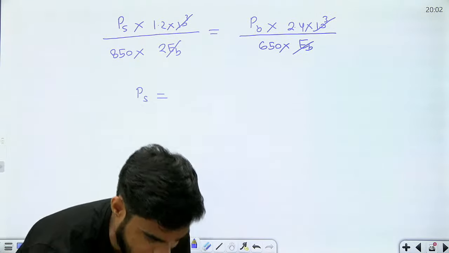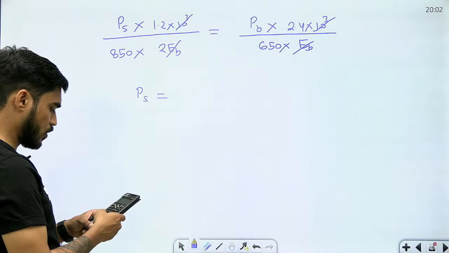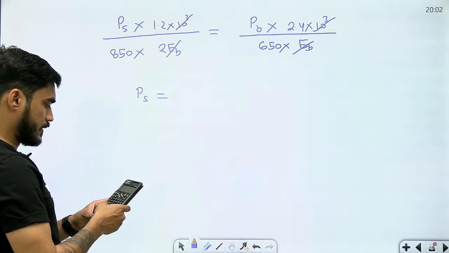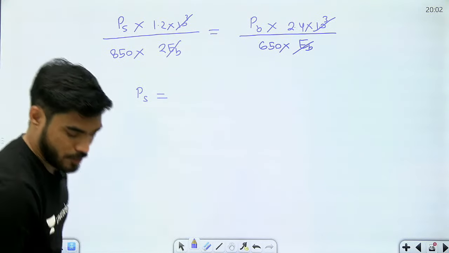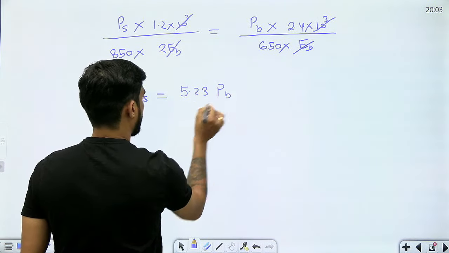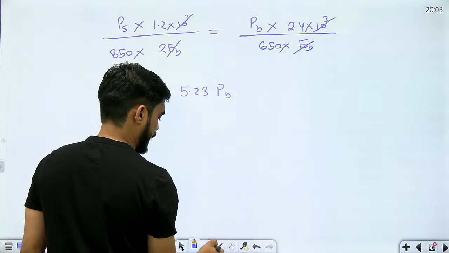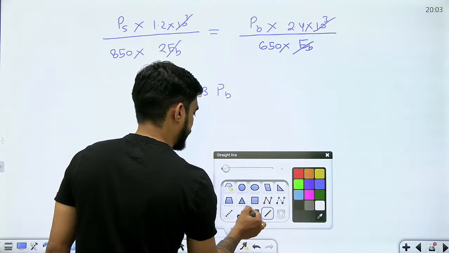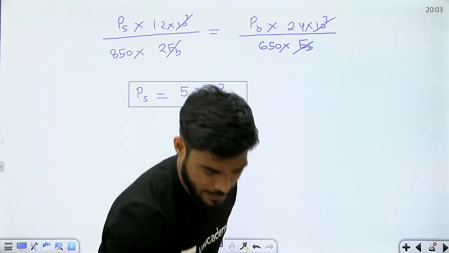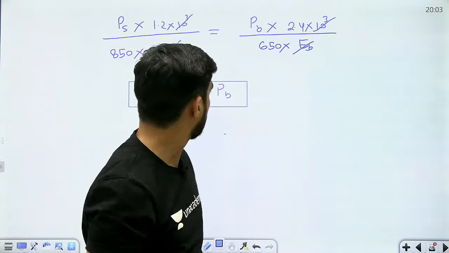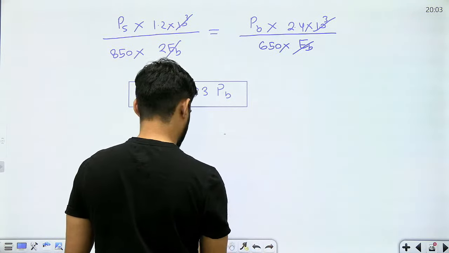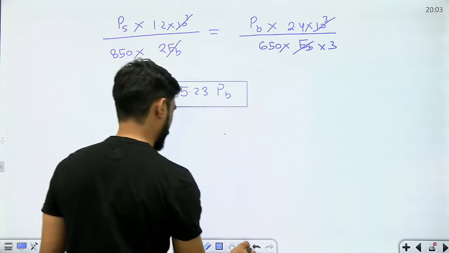तो बेटा ये हो जाएगा कितना? How much? 4 into 850 divided by 650. 5.23. PS will be equal to 5.23 of PB. So beta, this is another equation I am getting. So are you guys getting the same thing? PS equals to 5.23 times PB. Okay. Sorry. Divided by 3 miss हो गया है.